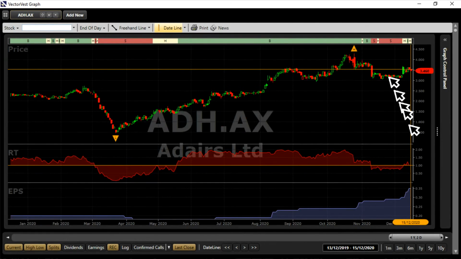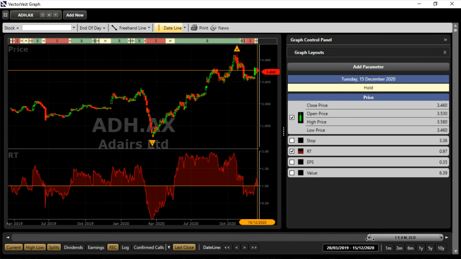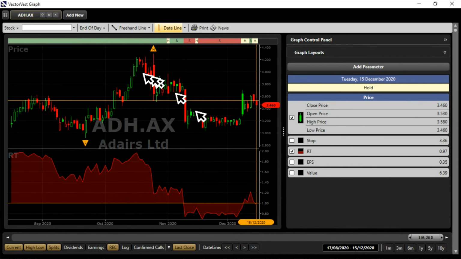All right, once you get to grips with VectorVest, this is easy to do, so don't be put off by this for now. It's really easy once you get a chance to play with them. All right, notice what's happening here. If I'm looking at the current trend of these stocks, it's coming down, right? Technical's gone below 1, price is coming off.